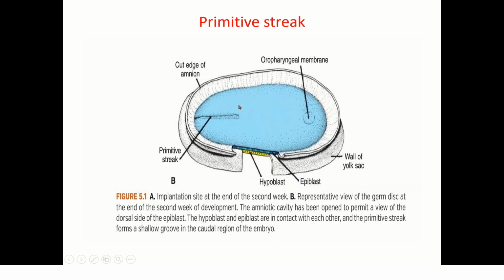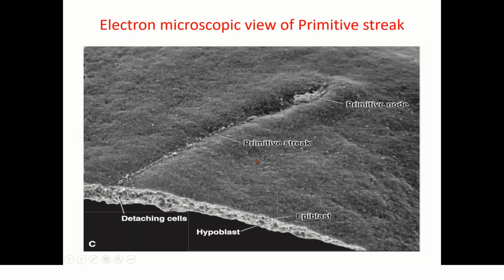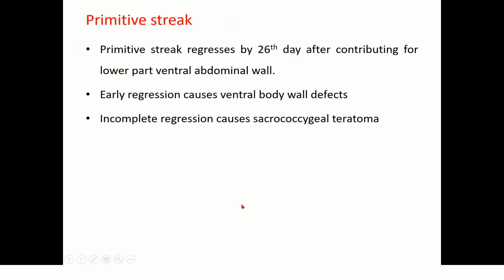You can see here the amniotic cavity is exposed, showing the dorsal aspect of the embryonic disc. On the cranial end there is the oropharyngeal membrane, on the caudal end there is the primitive streak, and this will be the primitive node. This is the hypoblast and this is the epiblast. In the electron microscopic view, you can see the primitive node and primitive pit, and this is the primitive streak. You can see the detaching cells from the primitive streak. This is the epiblast and this is the hypoblast.